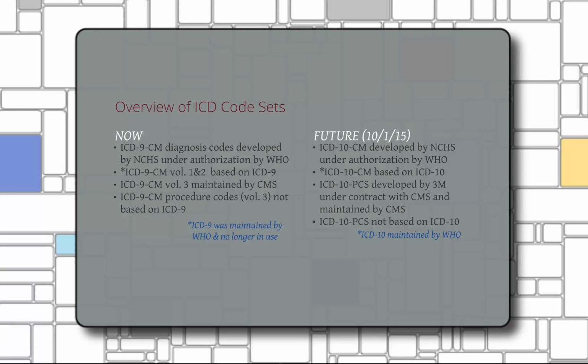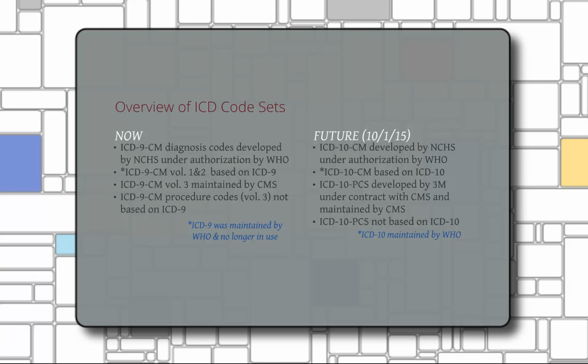ICD-9-CM Volume 3 is actually a procedure code set developed by the Centers for Medicare and Medicaid Services, and it is not based on ICD-9. ICD-9-CM procedure codes are used by hospitals. ICD-9-CM Volume 3 will be replaced by ICD-10-PCS effective with encounters on or after October 1st, 2015.